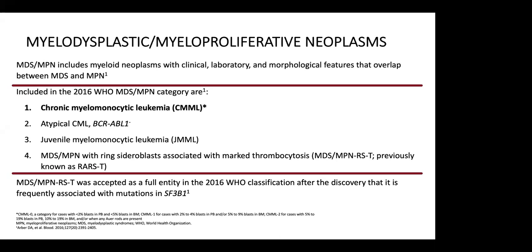Other rare conditions are the atypical CML, where BCR-ABL is negative, but the patient would fulfill criteria for CML, or the juvenile myelomonocytic leukemia, similar to the CMML, but it occurs earlier in childhood, and the MDS/MPN with ring sideroblasts that are proliferative as well. So they have the ring sideroblasts, meaning iron stained. The blasts are iron stained, and they have those stippling around the blast cell, and they could come with thrombocytosis, meaning their platelet count would also be elevated.